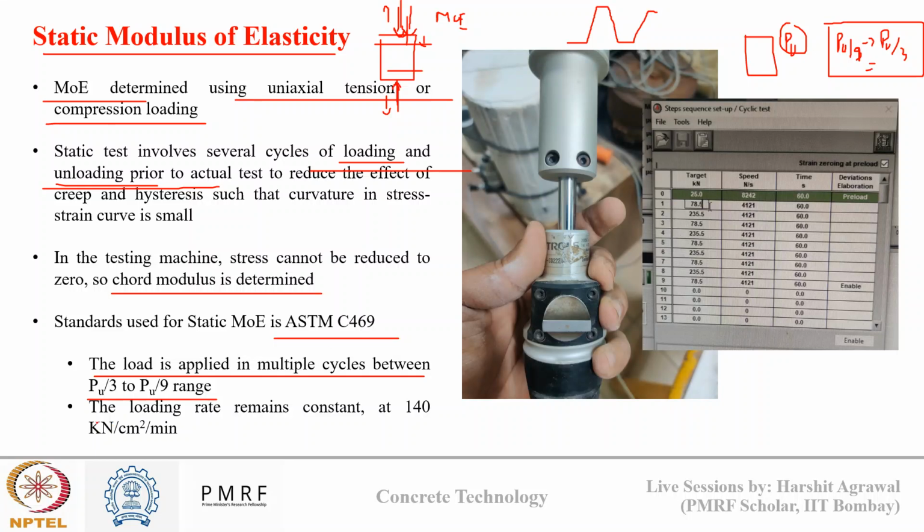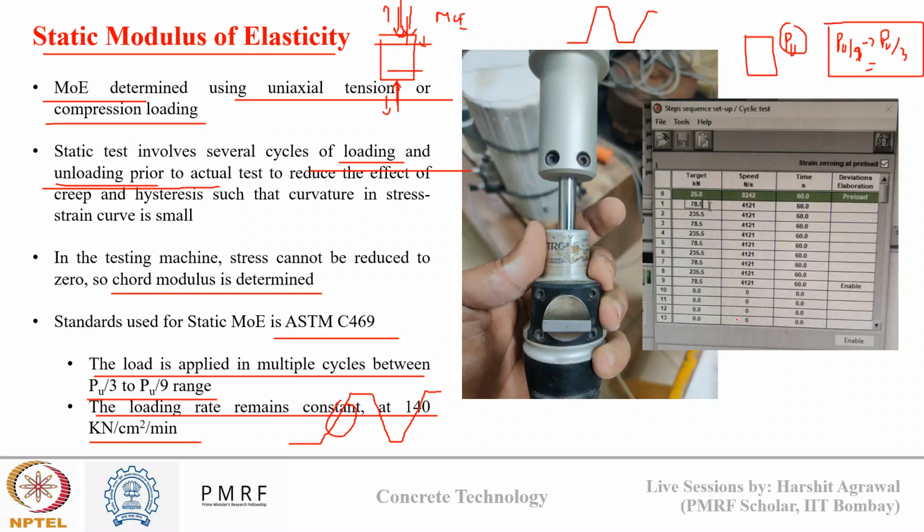And the loading rate remains constant at 140 kilonewton per centimeter square per minute. This is the rate at which I need to apply load in this range. I will apply a load of PU by 3, maintain for some time, then go till PU by 9, and this loading rate will be 140 kilonewton per centimeter square per minute. Then again the load will be reduced to PU by 3, then again increased to PU by 9. So these are the multiple cycles of loading and unloading that we are doing.